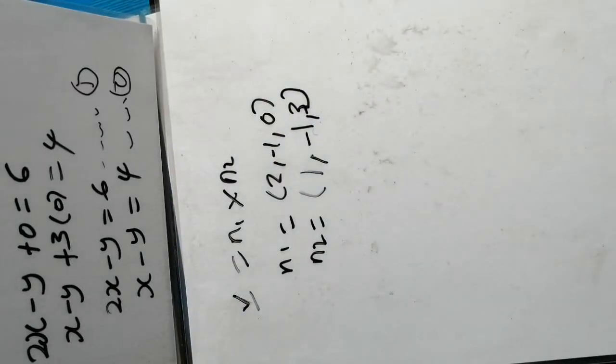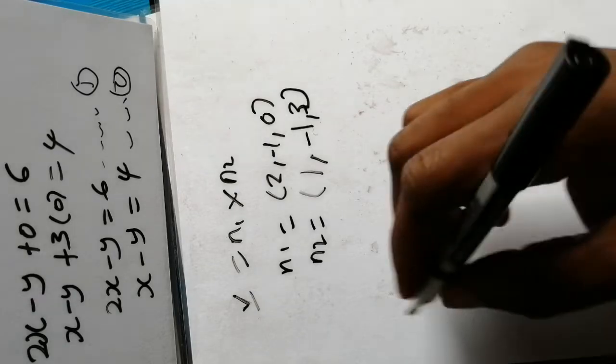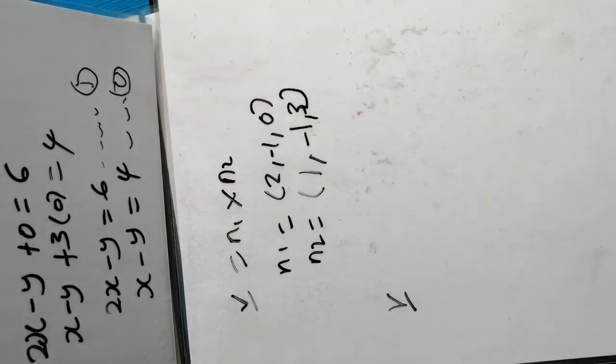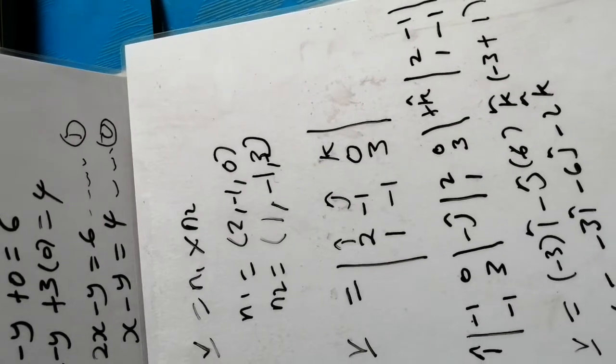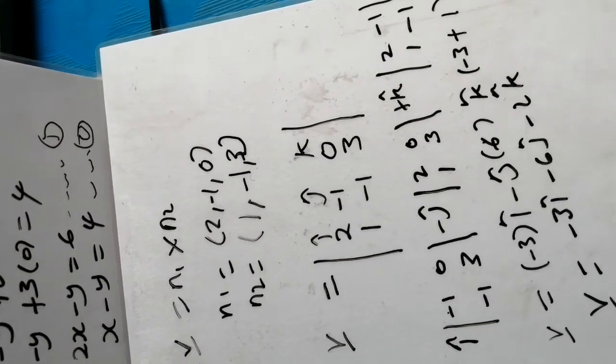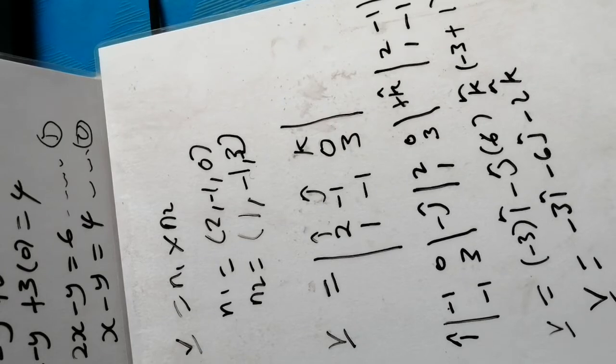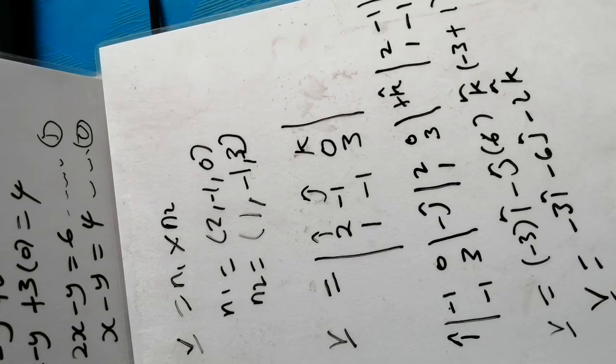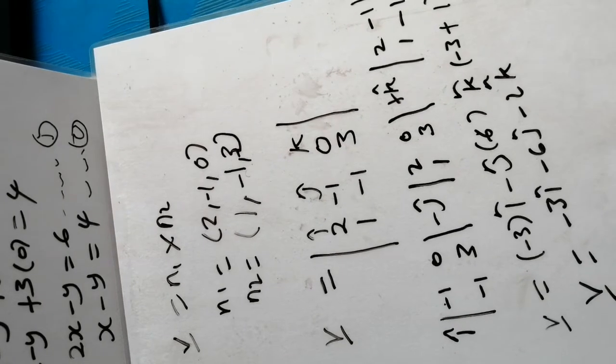Now we can find the cross product v. I will assume that you know how to find a cross product between two vectors. If you don't know, I'm going to do another video demonstrating how we find the cross product between two vectors. So we have found our v.